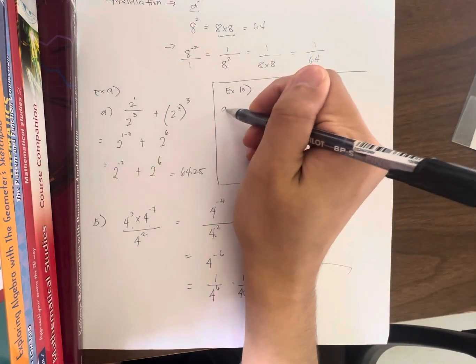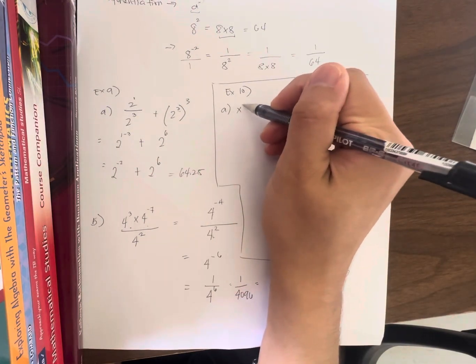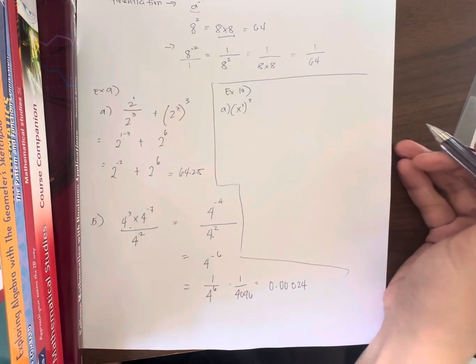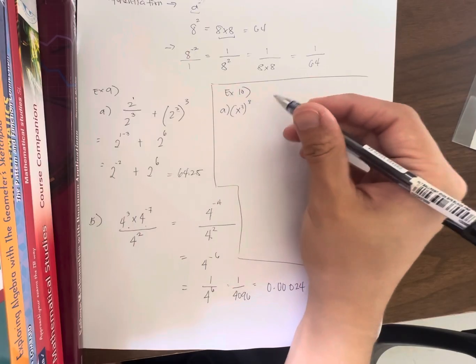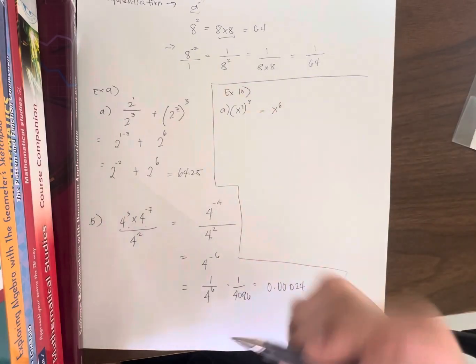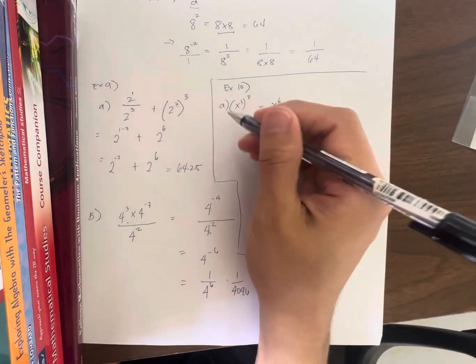Anyway, for letter A, we have x squared, the quantity raised to 3. According to the law, all you have to do is multiply 2 and 3. So the answer should be x to the 6.